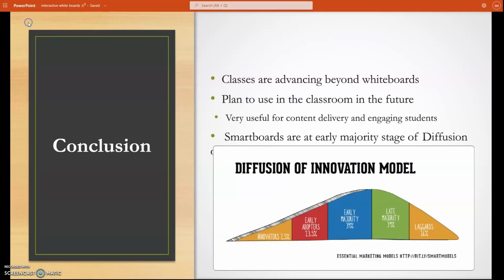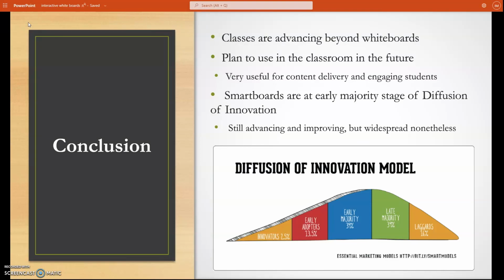To conclude, as technology continues to advance both inside and outside of the classroom, interactive whiteboards will continue to be an integral part of the classrooms across the world. Traditional whiteboards are becoming increasingly outdated as smartboards become more common. We would agree that interactive whiteboards have reached the early majority stage of the diffusion of innovation curve, as seen below, because they are widespread and commonly used. But there is still a fair amount of advancement to come.